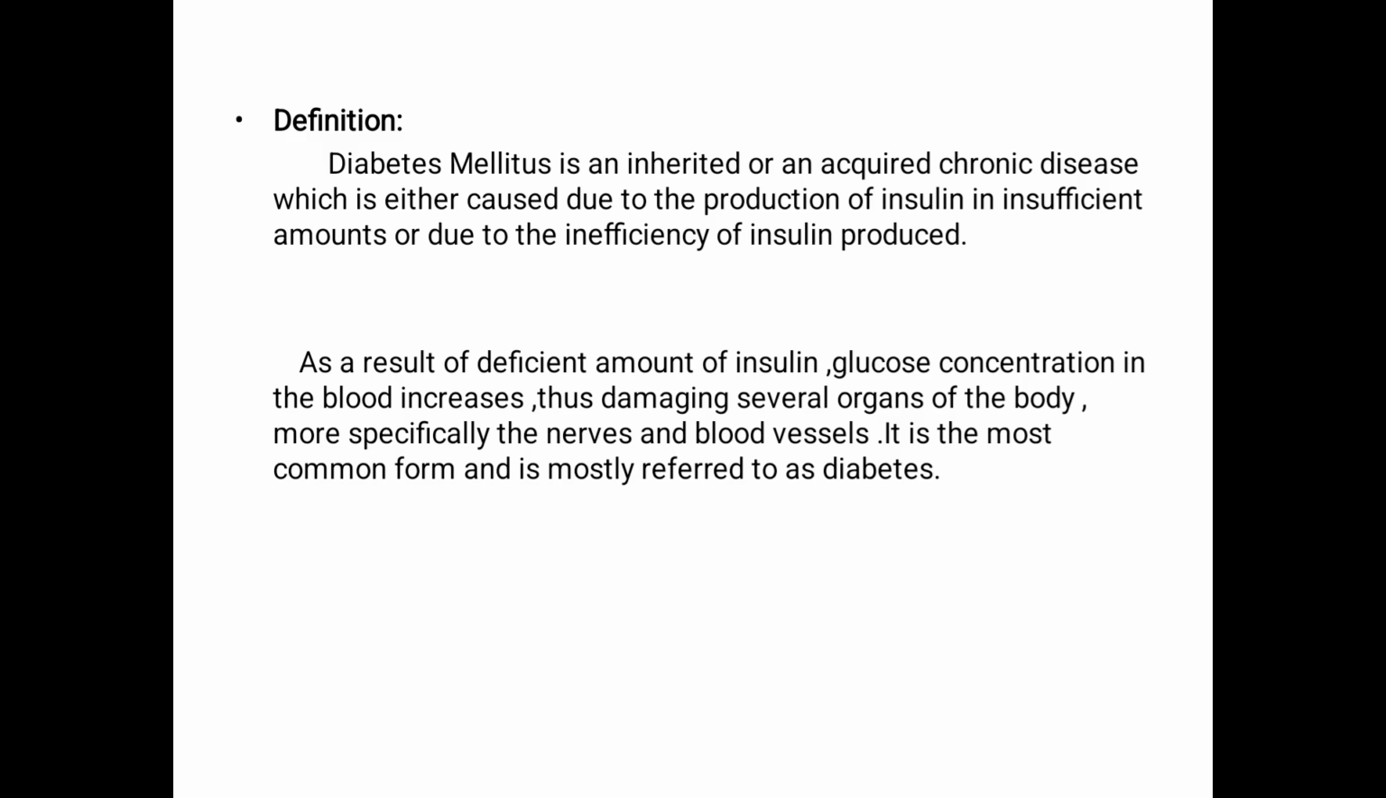Definition of diabetes mellitus. Diabetes mellitus is an inherited or an acquired chronic disease which is caused either by the production of insulin in insufficient amount or by the inefficiency of the insulin produced. As a result of deficient insulin, glucose concentration in the blood increases, thus damaging several organs of the body, more specifically the nerves and blood vessels. It is the most common form and is mostly referred to as diabetes.